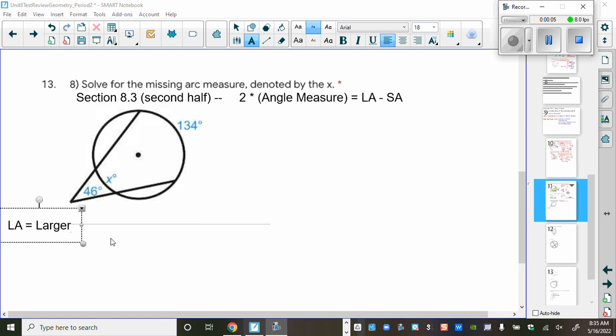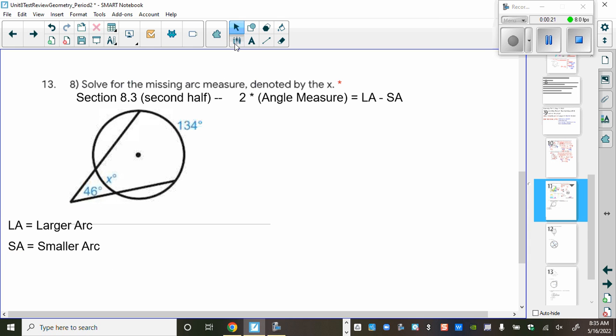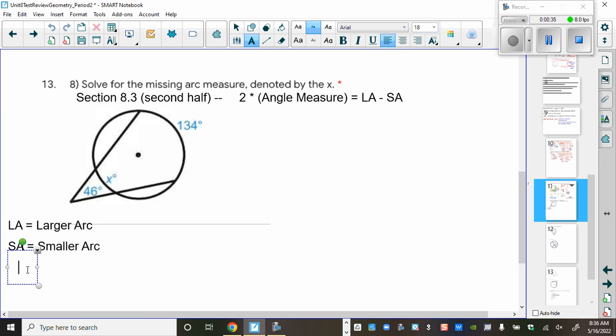All right. So this is the type of problem where we have larger arc, smaller arc. Now, we need to identify what's what. So if we look at what we have here in our diagram, what do we know right away? And you know what? I'm going to add something else. This might even be better. Or we could do AM for angle measure.